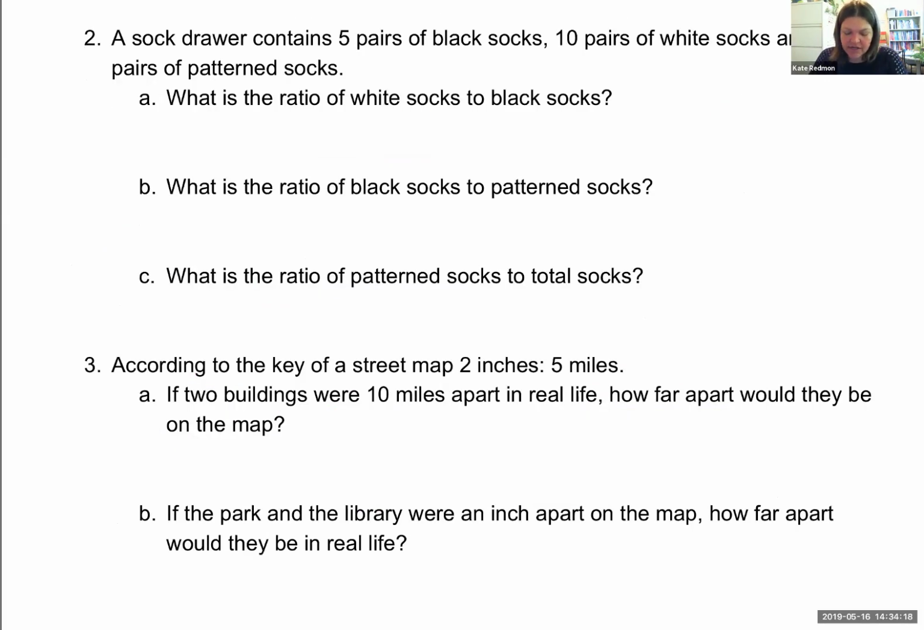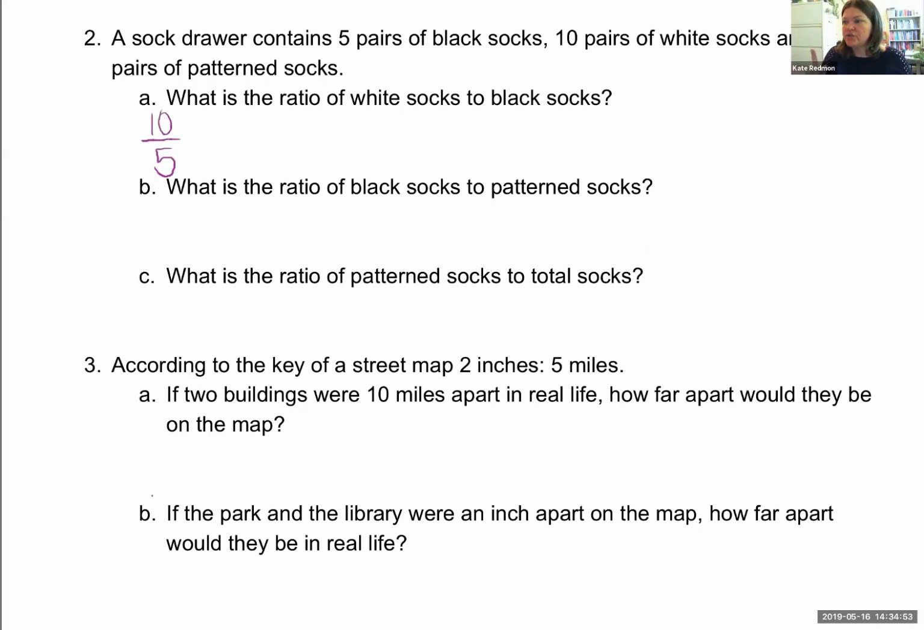So number 2 says, a sock drawer contains 5 pairs of black socks, 10 pairs of white socks, and 15 pairs of patterned socks. You might be thinking, why are we doing this again, Kate? Well, sometimes they do reduce. So let's take a look. Part A says, what is the ratio of white socks to black socks? So pretty easy. We already know white is 10 and black is 5.